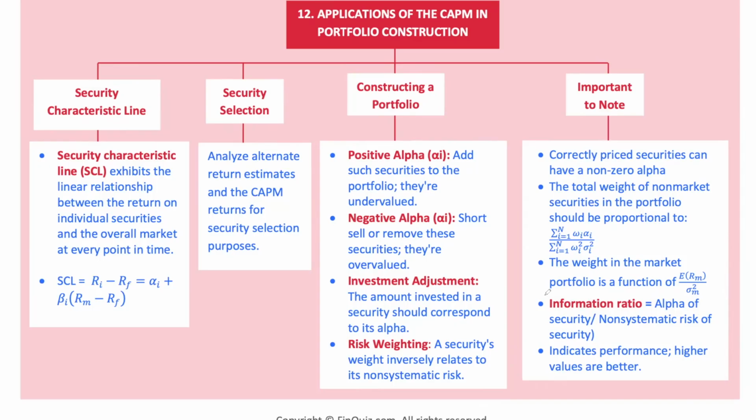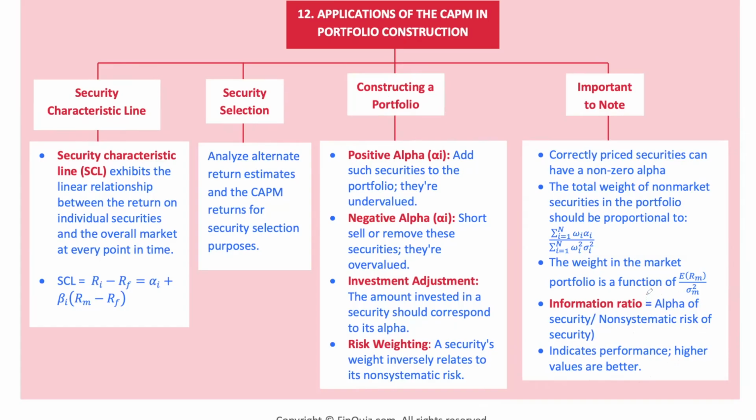And this leads to one of the most important ratios you'll see here, the information ratio. It measures alpha relative to the non-systematic risk of the security, basically how much extra return you're getting for each unit of unique, diversifiable risk you're taking. Higher information ratio equals better performance. This is the kind of ratio active fund managers love to brag about because it directly reflects their skill in stock picking, not just their exposure to the market.